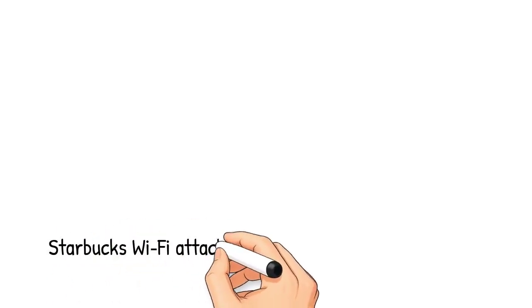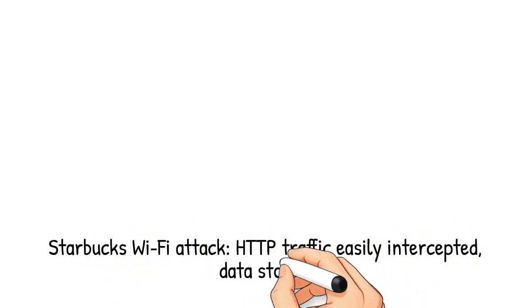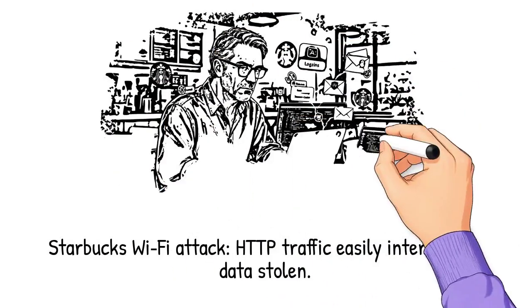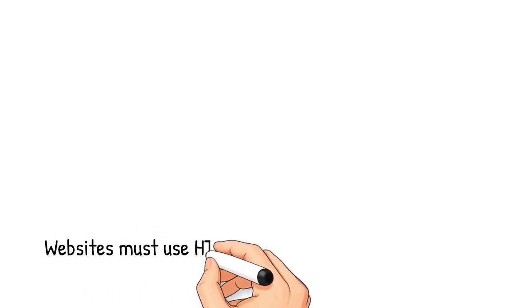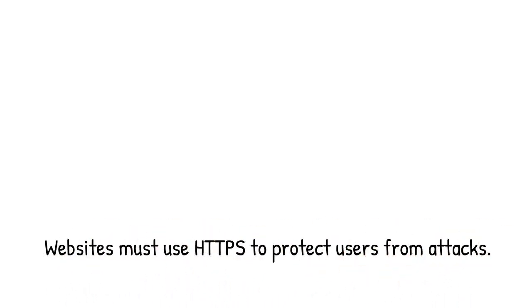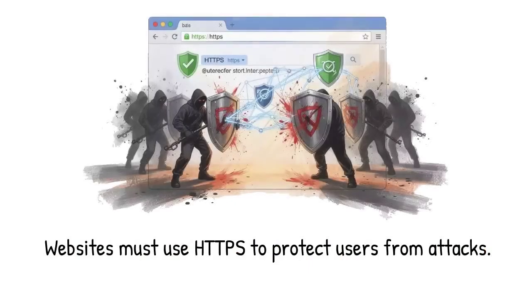A cybersecurity researcher once demonstrated how easy it is to steal data on public Wi-Fi. He sat in a Starbucks, connected to the free Wi-Fi, and used a simple tool to intercept HTTP traffic. Within minutes, he captured login forms, search queries, email drafts, session cookies. All because the websites were using HTTP instead of HTTPS. This is why modern websites must use HTTPS. It protects users from eavesdropping, session hijacking, and data theft.